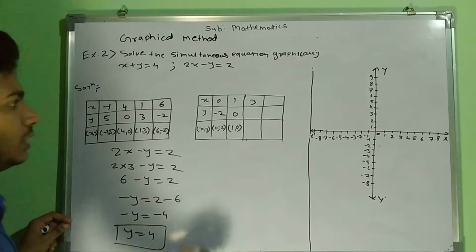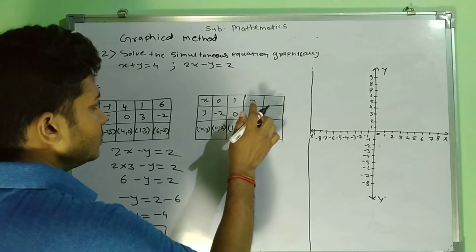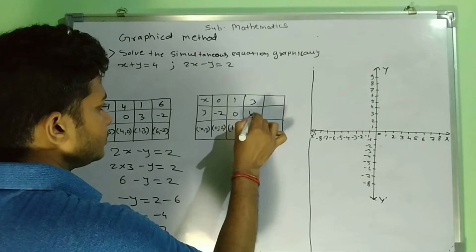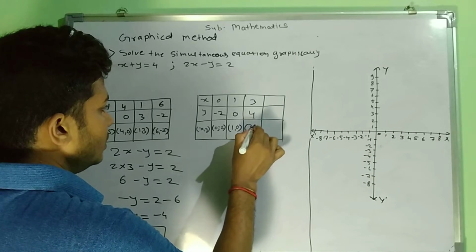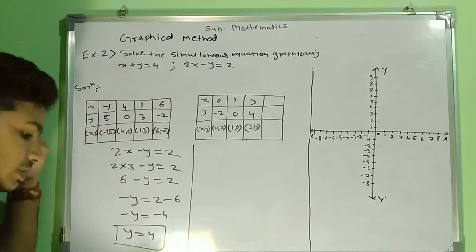Whenever we take the value of x as 3, we get the value of y as 4. So (3, 4) will be our next order pair. We need to find one more order pair.